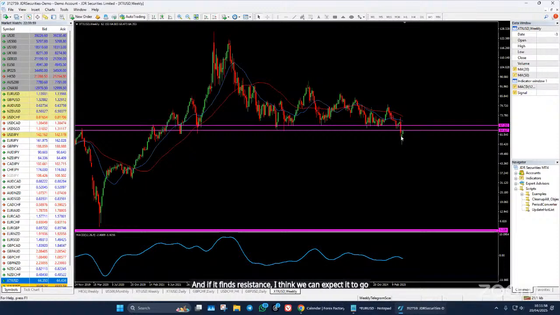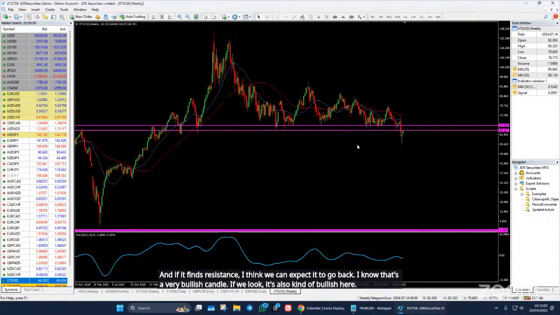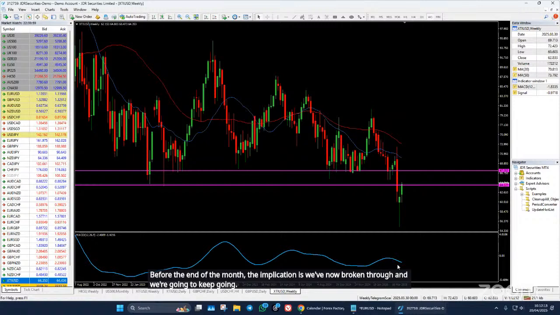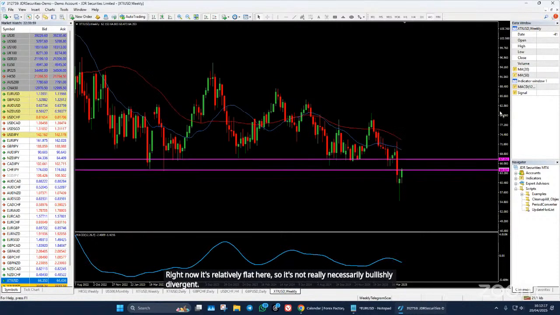I know that's a very bullish candle. If we look, it's also kind of bullish here. But this week, I think, is quite important. If we start to find some resistance in these areas and come back down and close lower before the end of the month, the implication is we've now broken through and we're going to keep going. Right now, it's relatively flat here, so it's not necessarily bullishly divergent. It's been building up for a while.